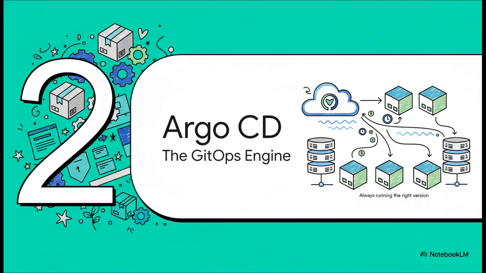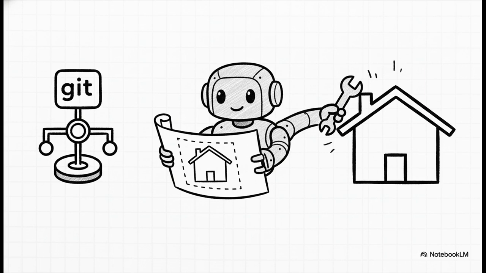Okay, so we've got our application neatly packaged up with Helm. That's a huge win. But that's only half the battle, isn't it? How do we automate the deployment of that package? And more importantly, how do we make sure our cluster is always running the version that's defined in our single source of truth, our Git repo? And that's where Argo CD comes into the picture.